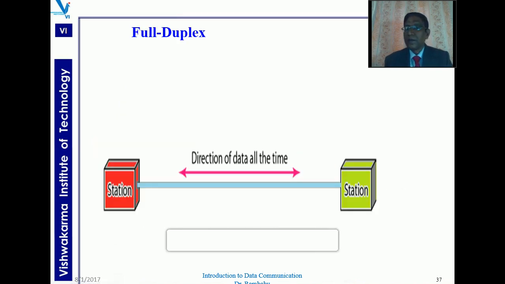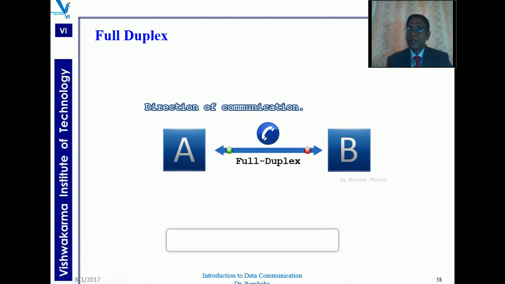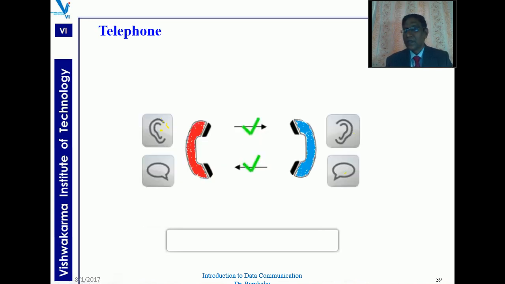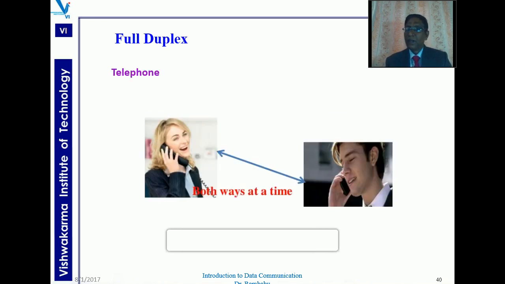Now let us see full duplex, how it works. In full duplex, the communication can happen in both directions between the two communicating stations simultaneously. Here you can see both A and B are communicating simultaneously. This is full duplex communication. One example of full duplex communication is the telephone. The telephone is full duplex.